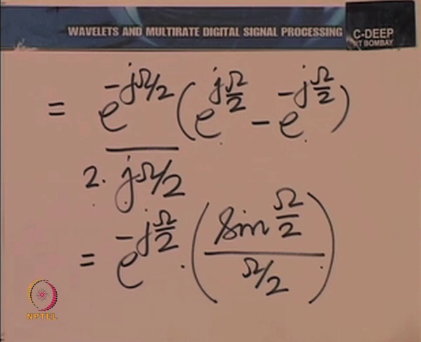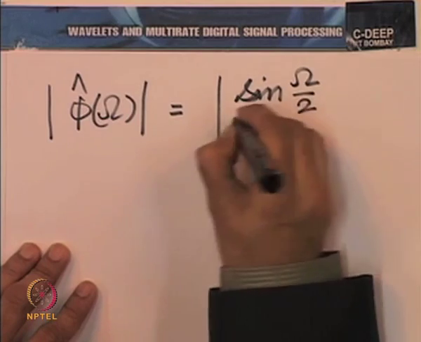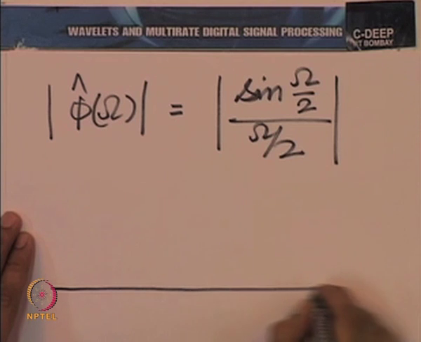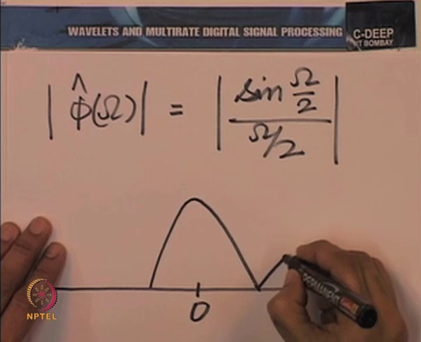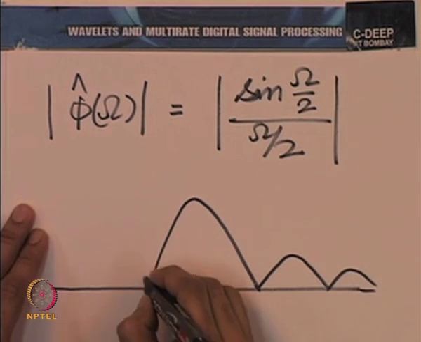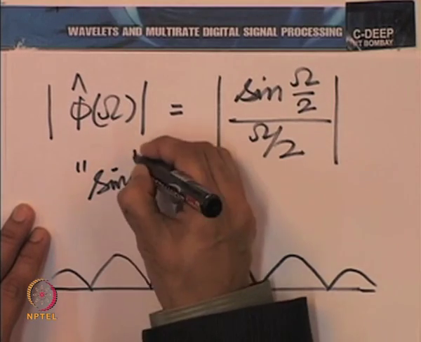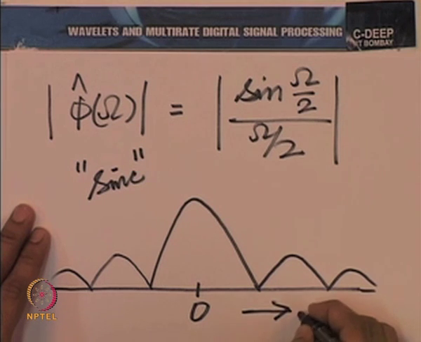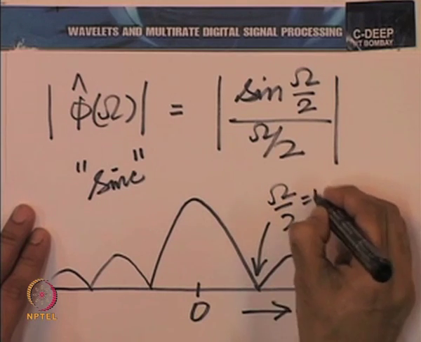Now, let us look at the magnitude of this Fourier transform. So, in fact, I could straight away sketch this. It is essentially the magnitude of sin omega by 2 by omega by 2. A sketch would look like this. This is a very familiar function to most electrical engineers. We call it the so-called sinc function, the sinc pattern. People have different names for it. They call it the sampling function, the sinc function, and whatever other names. Anyway, this is the point where omega by 2 is equal to pi, or omega is 2 pi.